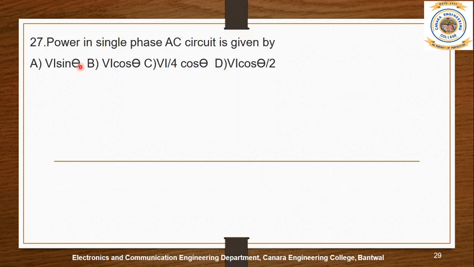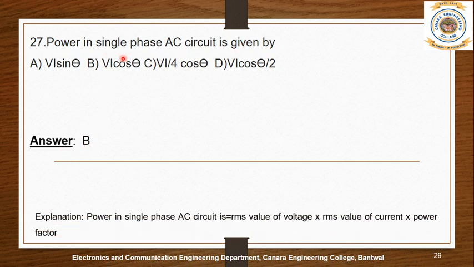Next, power in a single phase AC circuit is given by. What is the power expression? Power expression is Vrms Irms into power factor. Power factor means cos phi. So option B is the right answer. Vi cos theta.